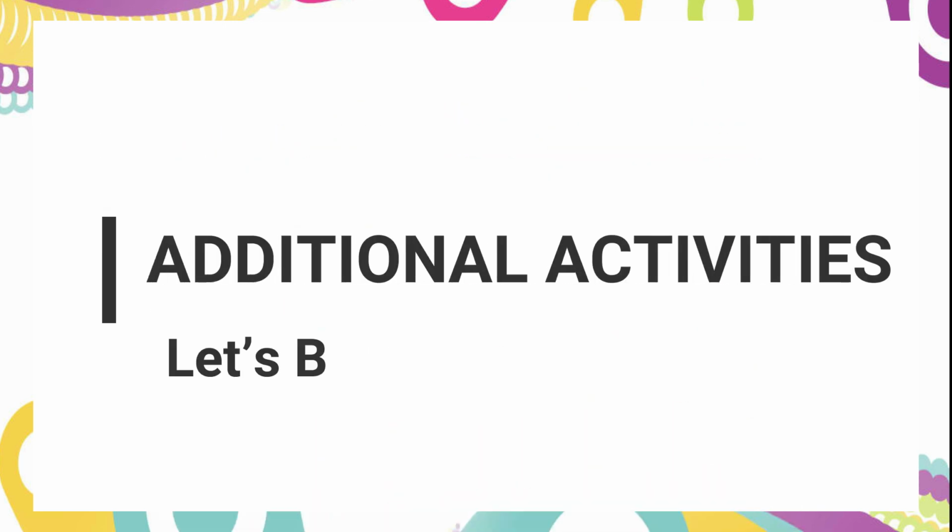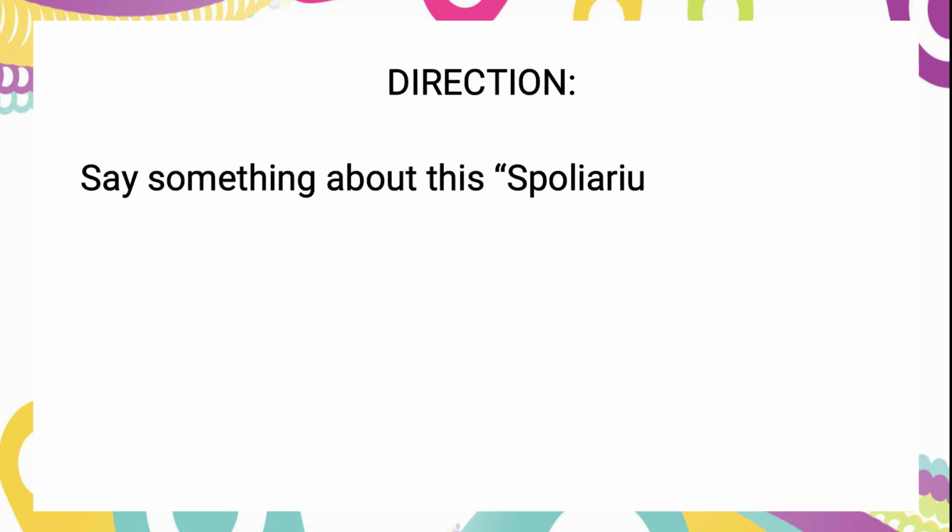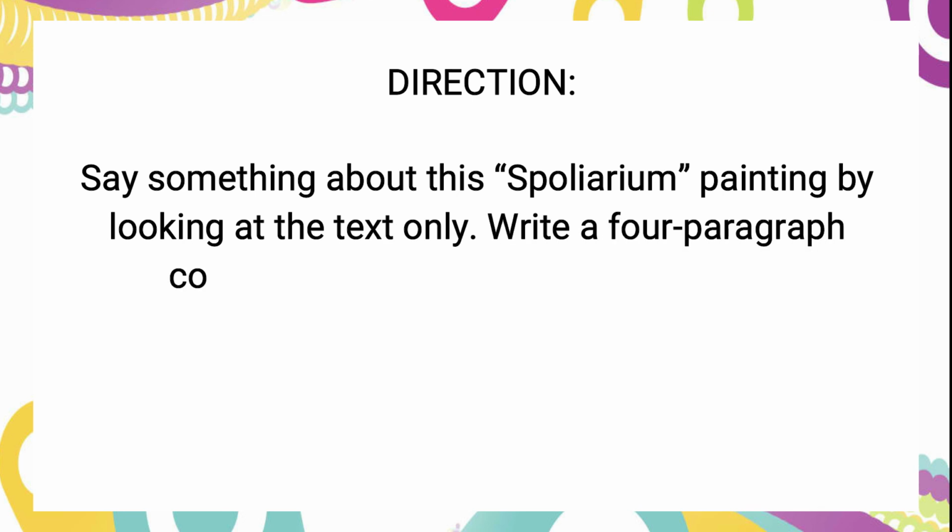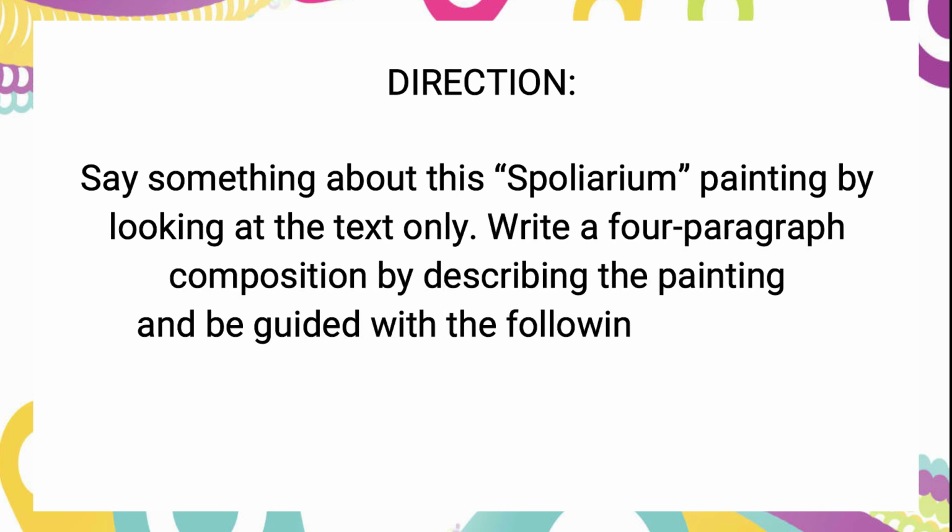And now for the last task, let's proceed to our additional activities. Let's be artistic. Direction: Say something about the Spolarium painting by looking at the text only. Write a 4-paragraph composition by describing the painting and be guided with the following questions.